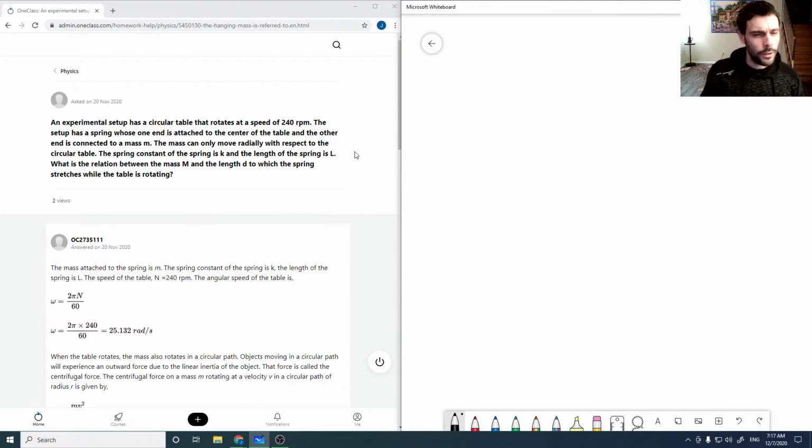Okay, all right, so here we have a circular table, which could be drawn better, but it's okay. And it's rotating at 240 RPM. And from the center of the table, there's a spring attached to a mass. And I drew these little lines in because the mass can only move radially with respect to the circular table.